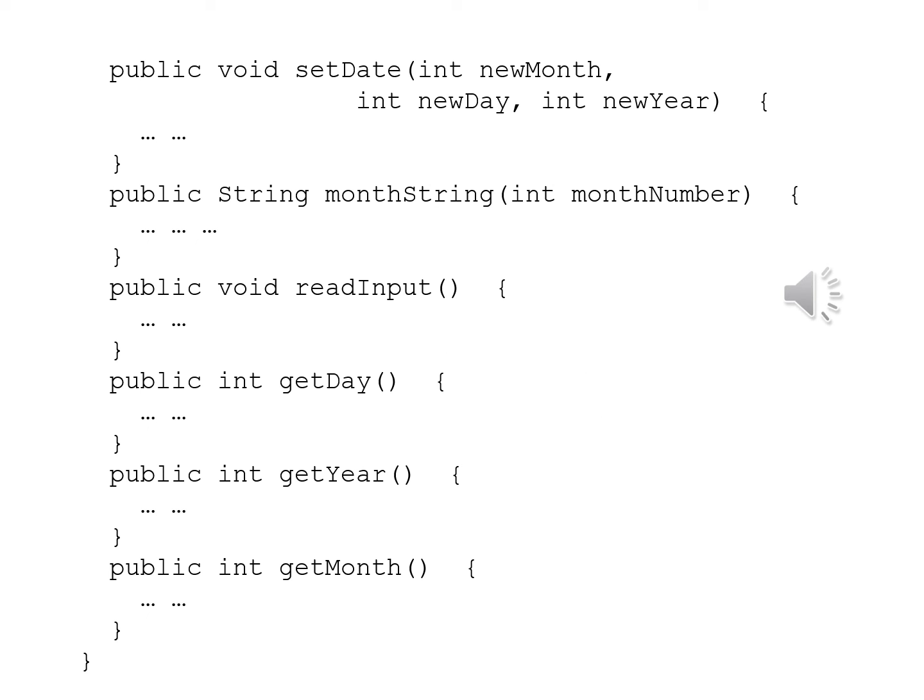Here we see the other methods that we have already written that are obviously part of this class: setDate, monthString, readInput, getDay, getYear, getMonth. Notice that we don't show the code in here, but obviously there is code as we have seen in other cases. This is included here just to remind you that this has to be part of the class as well.